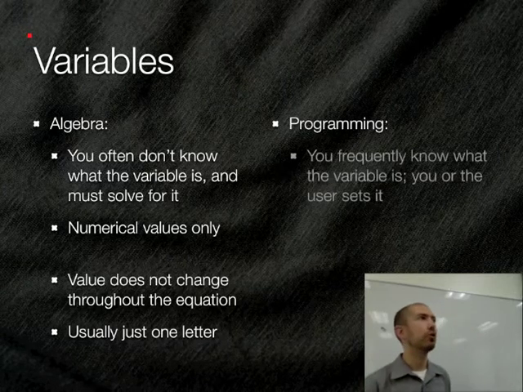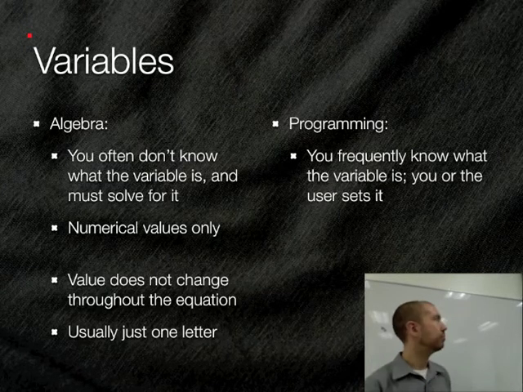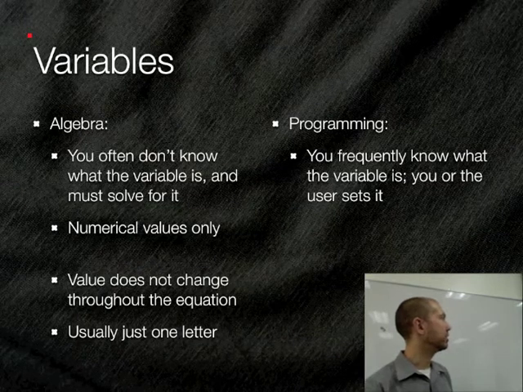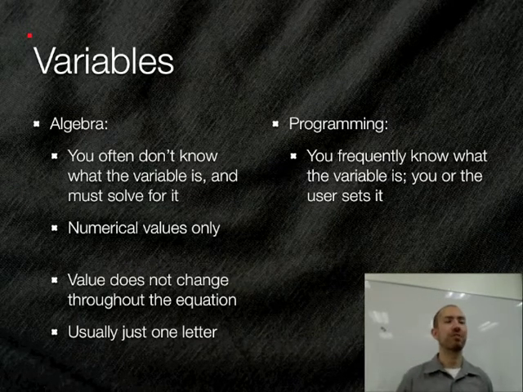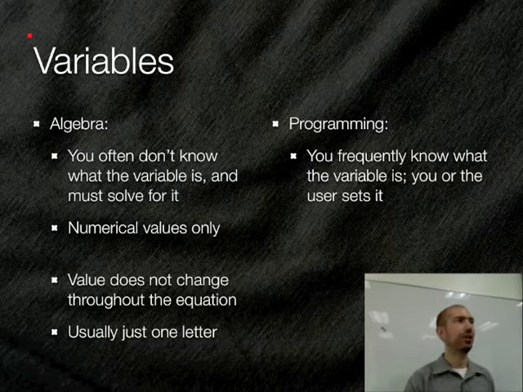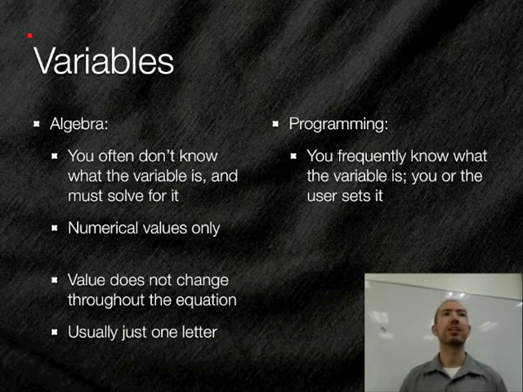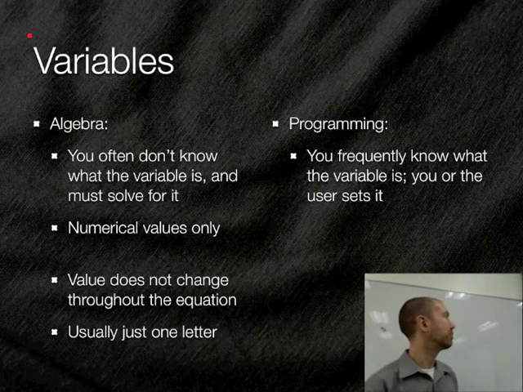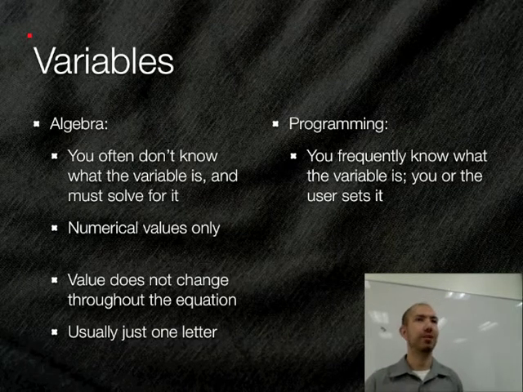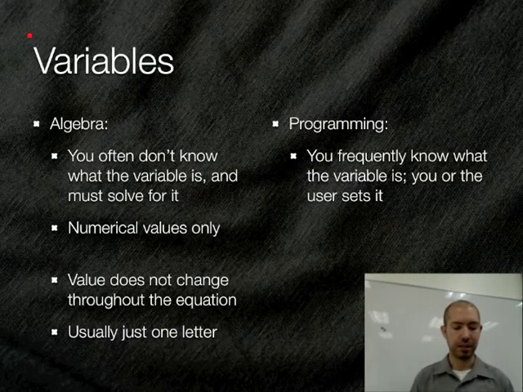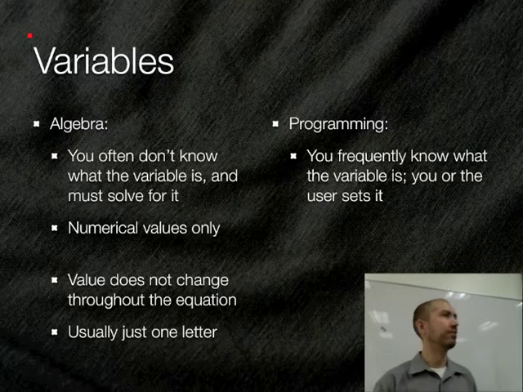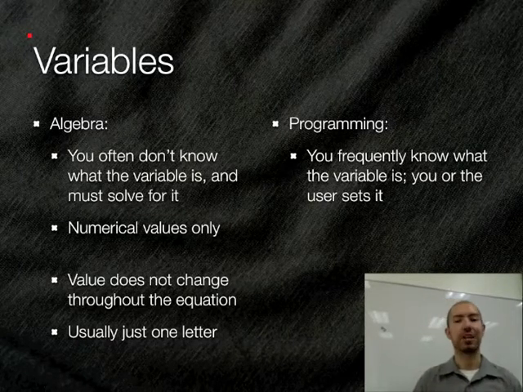In contrast, in programming, you often know what the variable is that you're using. You're often the one that decides what the value is, right? So you might say, this x is going to be 12, or this variable is going to be 15. Or sometimes the user might set it, or sometimes it might be something you calculate based on values that you set or that the user set. But often you actually know what it is. You don't have to solve for a variable. You assign a value to a variable.